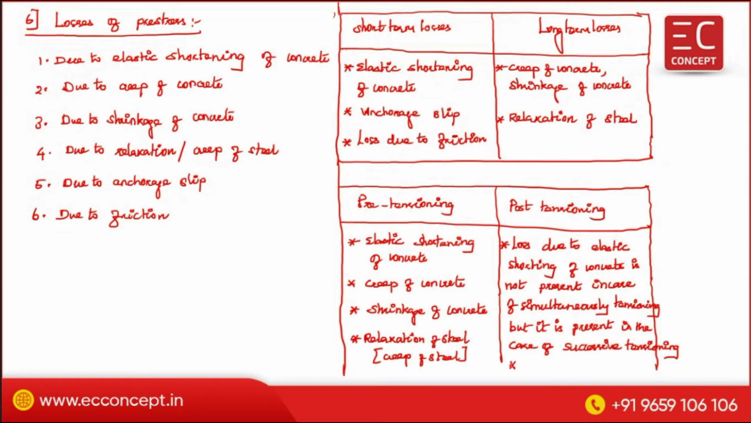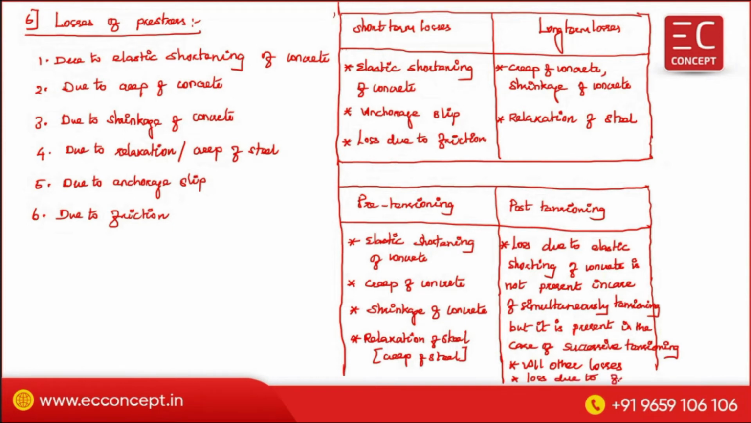And see, this is important. In a pre-tensioning member, elastic shortening of concrete is there. But in post-tensioning, elastic shortening of concrete is not there if it's simultaneous tensioning. But with successive tensioning, there is a loss. Then all other losses. See, in pre-tensioning there is no loss of friction. But here, post-tensioning includes loss due to friction.